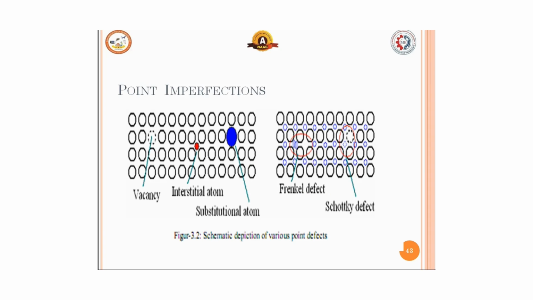So this is the schematic of point defects. Here you can see there will be a vacancy, and an interstitial atom is added. For that, the substitutional atom will be there. If there is any vacancy, the atom will get substituted. Here you can see where all the interstitial atoms are there. If it is not occupied, then it is known as Frenkel defect. Where the atom has got a vacancy, that is known as Schottky defect.